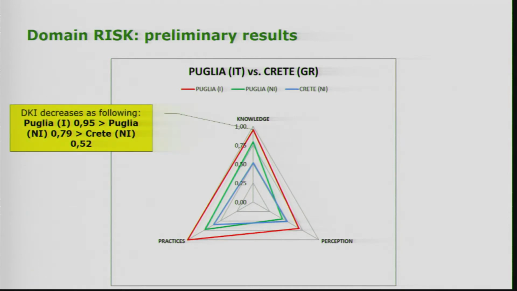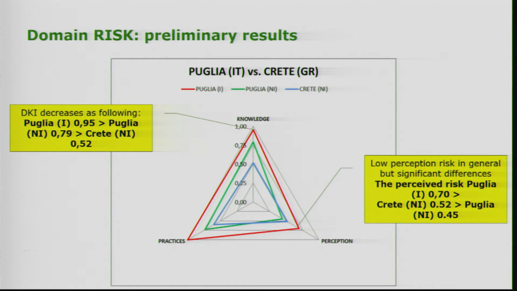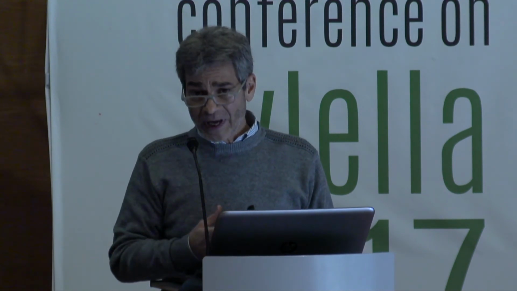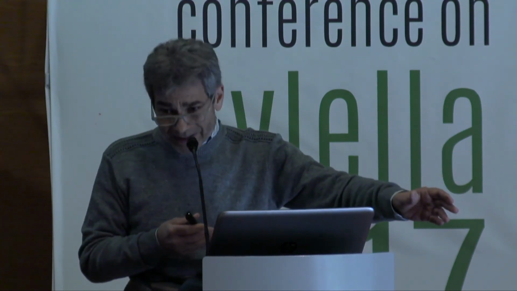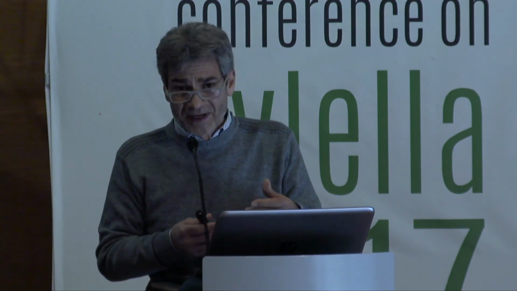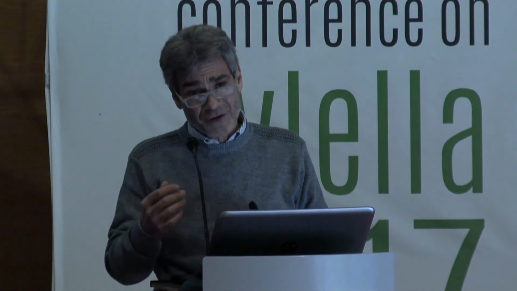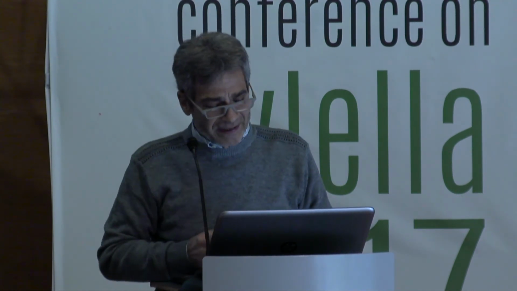When we talk about the knowledge index, it is rather high in Puglia, in the affected area, and of course higher than in the non-infected area and in Kenya. But the risk perception is generally very low. There is a very low perception in all the different areas, although a little bit higher in the infected area. When you look at the non-infected area in Puglia, although it is very near the infected area, the perception of the risk is low. It is even lower than in the non-infected areas in Kenya and Greece, which are maybe even further away than the infected area of Puglia.